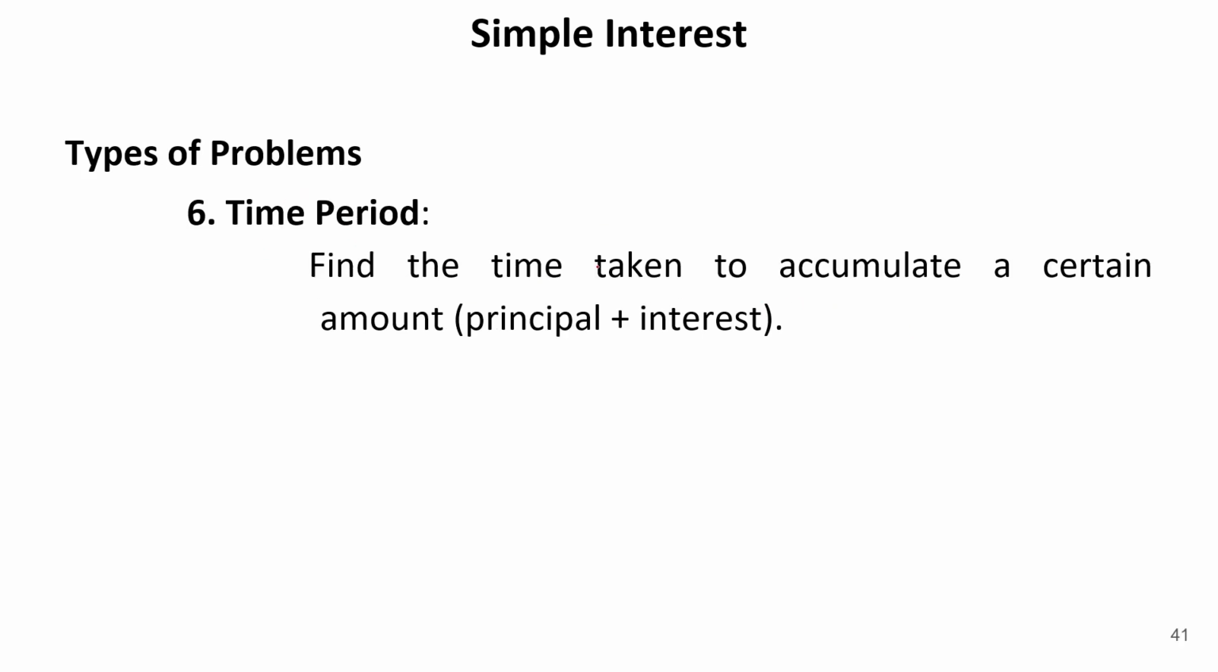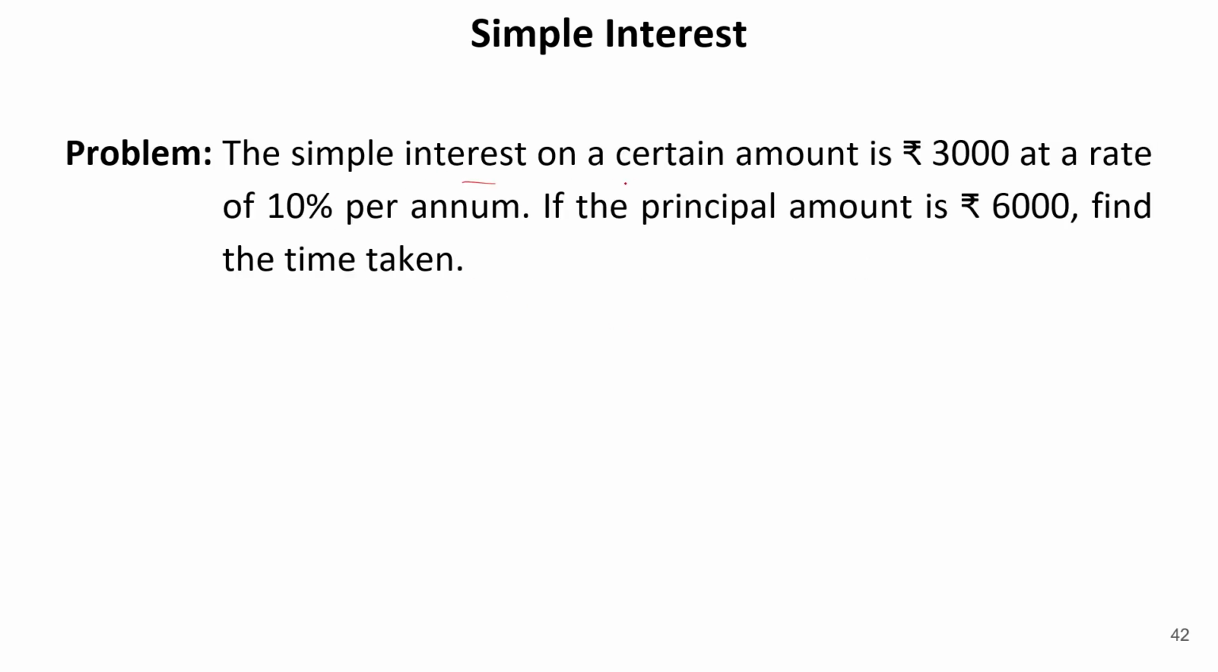So time period: find the time taken to accumulate a certain amount. That is principal plus interest. So simple interest on a certain amount is 3,000 rupees at a rate of 10% per annum. If the principal amount is 6,000, find the time taken. So we all know that simple interest is equal to PRT by 100, right? So given this, it asks us to find the time taken.